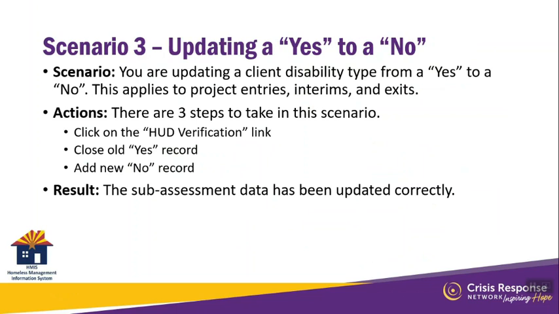For our third and final scenario, we'll be updating a yes answer to a no. In this scenario, we're updating a client disability type from a yes to a no. The same process applies to project entries, interims, and exits anywhere where client data is already present. There are 3 steps to take in this scenario. First, you'll click on the HUD verification link. Then, you'll close the old record. And finally, you'll add a no record in its place. In the end, the sub-assessment data will be updated correctly. Let's jump to the Service Point training site and take a closer look.